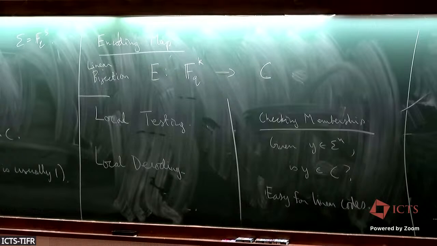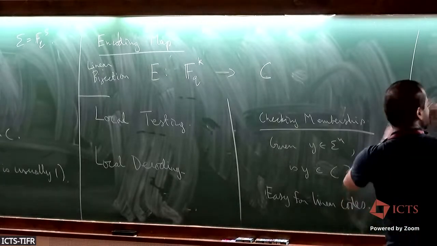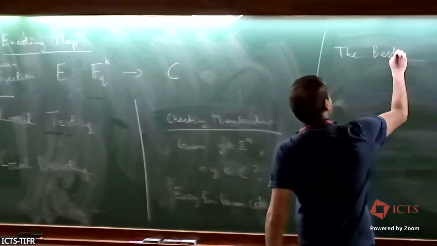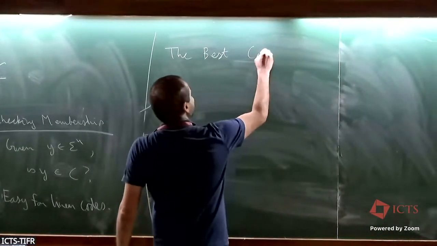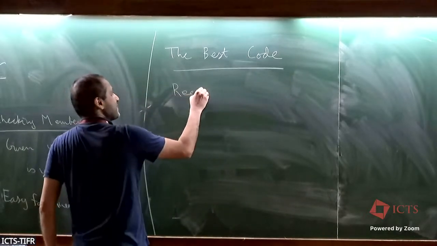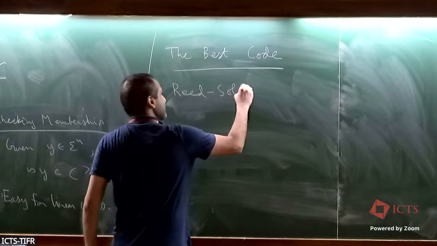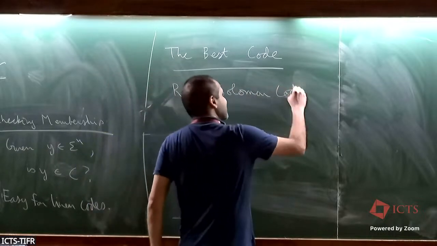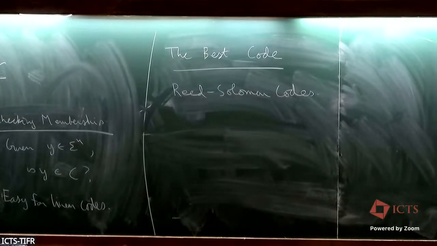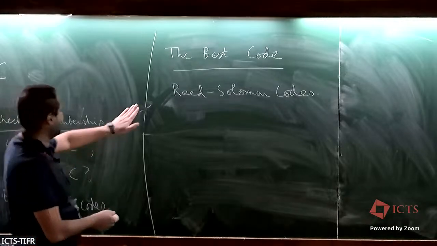So let me give you an example. This is the best code of all. The best code. This is a technical term. These are called Reed-Solomon codes. They're very, very famous. It's based on elementary algebra. And from some point of view, they're actually terrible. But there is a point of view which makes them really, really nice. And I will tell you this now.